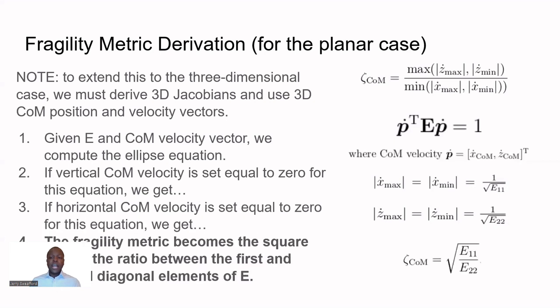You can now get this fragility metric by simply dividing E11 by E22 and taking the square root. So it's a really nice, really clean, simple result that if I have that 2x2 matrix E, I can simply take the two diagonal values, take the ratio between them, and take the square root, and that's my fragility metric.